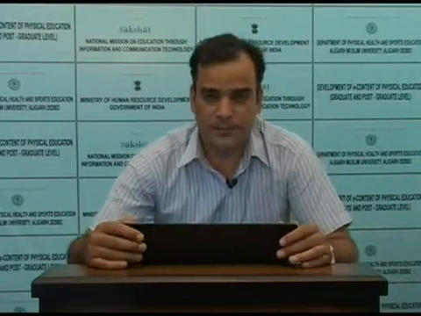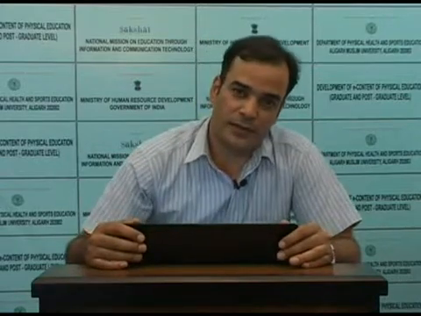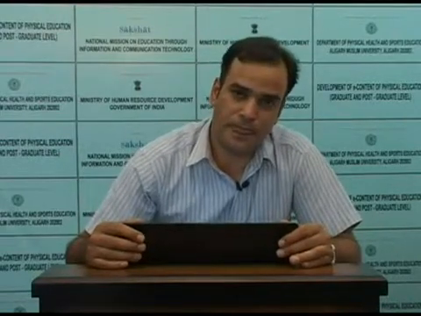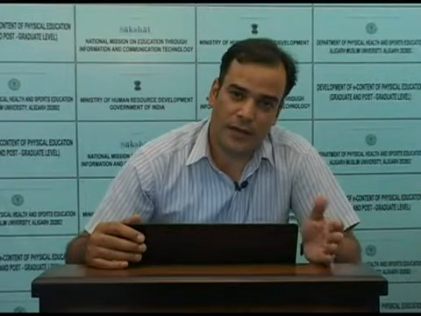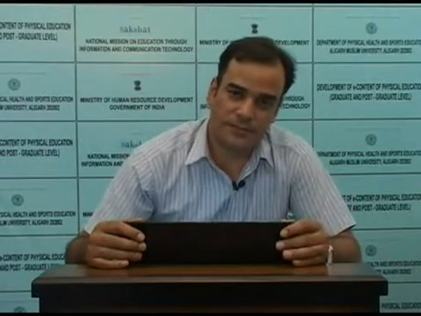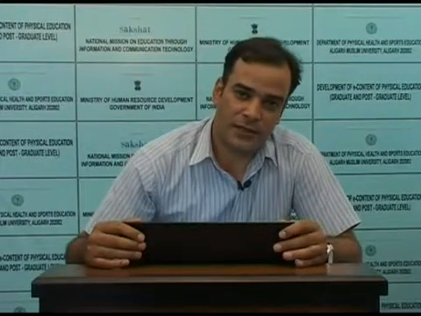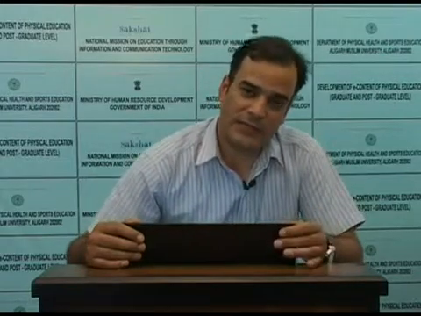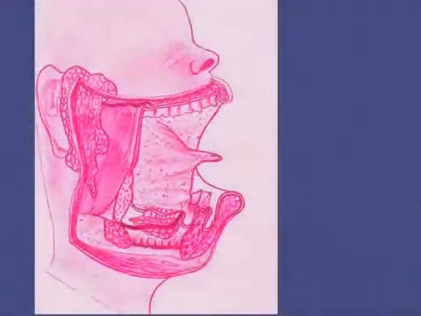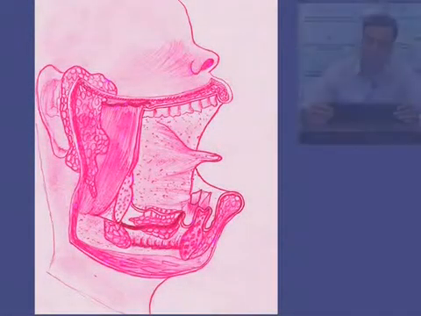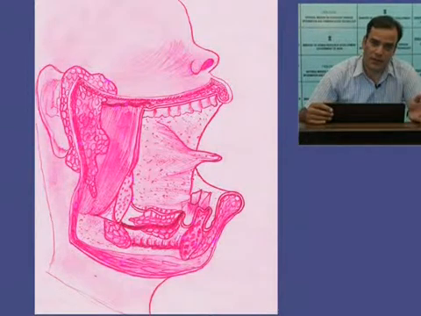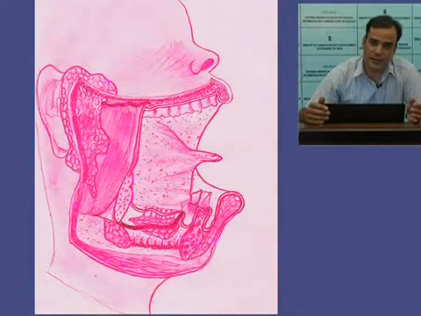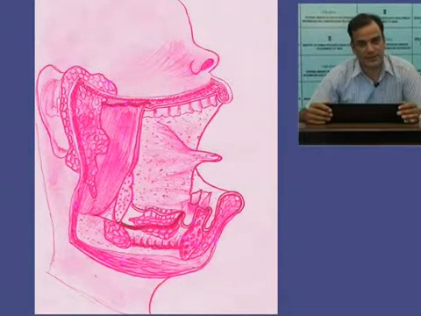The digestive system, as I said, is associated with many glands. Accessory glands of the digestive system, as I mentioned earlier, are liver, pancreas, and salivary glands. The salivary glands, which are located around the mouth, are of two types: major salivary glands and the minor salivary glands.